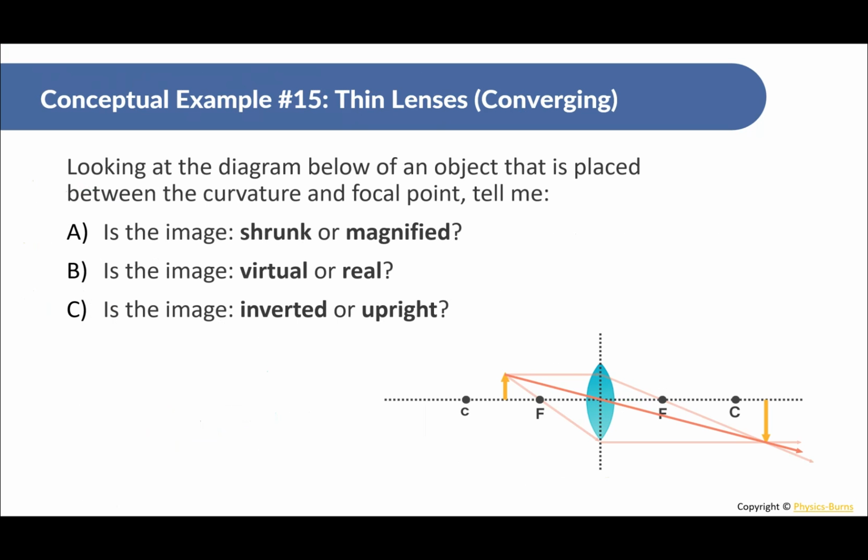Okay, looking at the diagram below of an object that is placed between the curvature and focal point, tell me: A, is the image shrunk or magnified? B, is the image virtual or real? Is the image inverted or upright? Well, we can tell that it is bigger, so it is magnified. It is on the opposite side of the object, so it is real for a thin lens. It is upside down, so it is inverted.